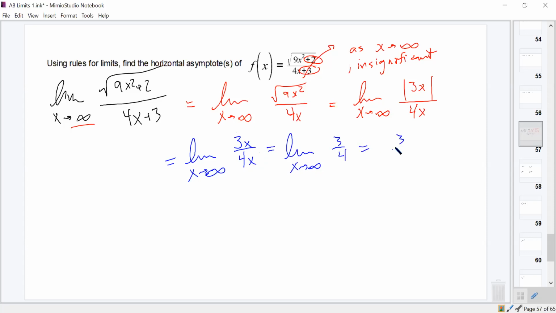Cancel the x's, and you get 3/4. This should have a horizontal asymptote of 3/4. Everybody agree with that? y equals 3/4.